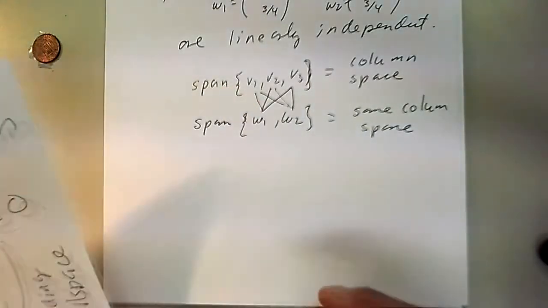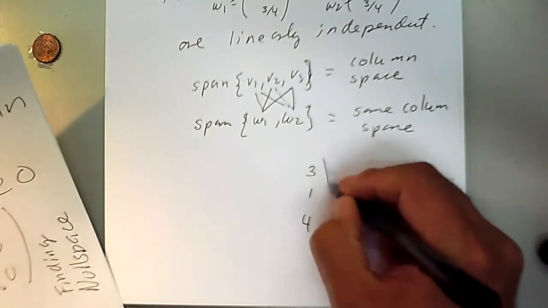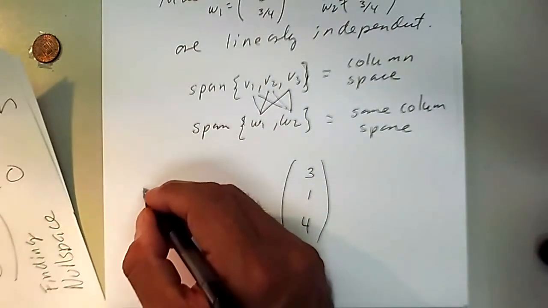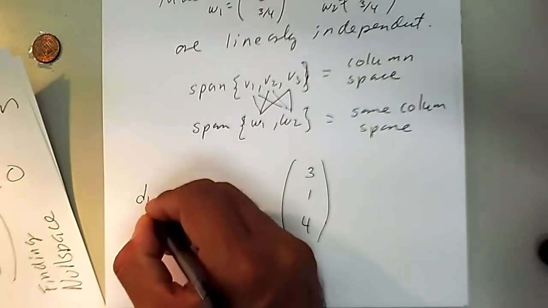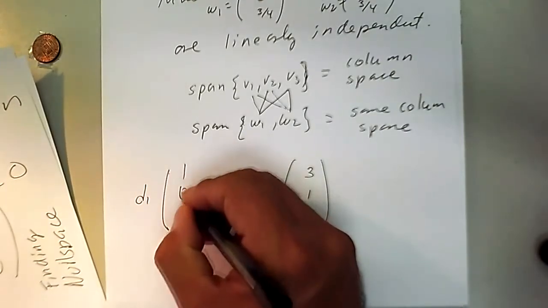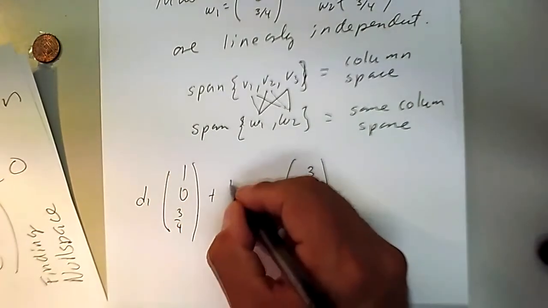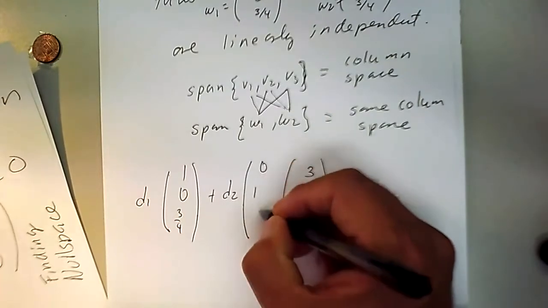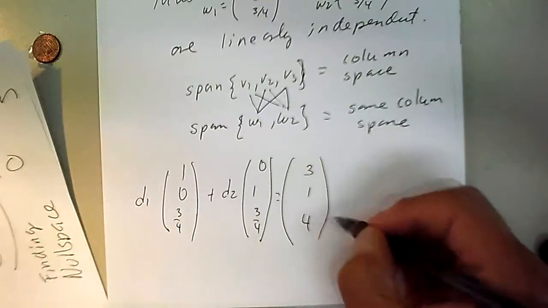But anyway, take the first column vector, (3, 1, 4). And now the question is, is there a linear combination? I'm going to use, maybe not C1 and C2, D1 times (1, 0, 3/4) and D2 times (0, 1, 3/4) that gives us (3, 1, 4).